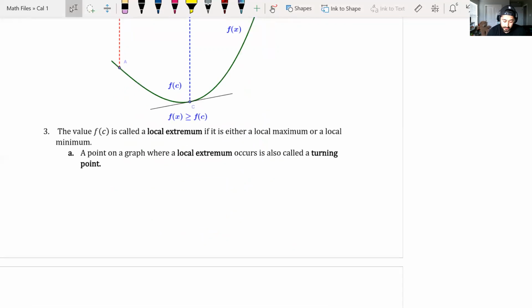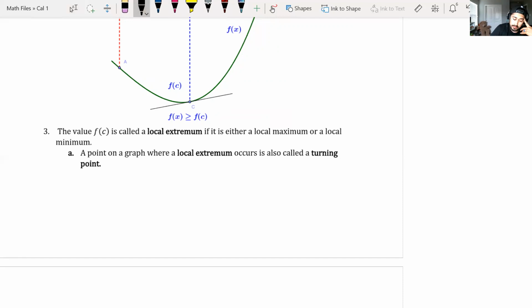The value f of c is called a local extremum if it is either a local max or a local minimum. A point on a graph where a local extremum occurs is also called a turning point, and it's called a turning point because it's where the graph changes direction.